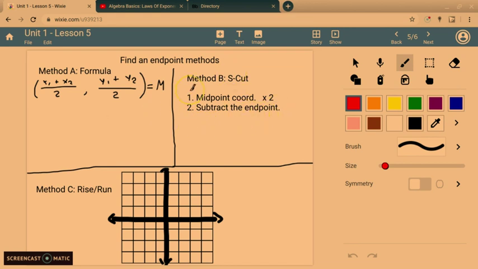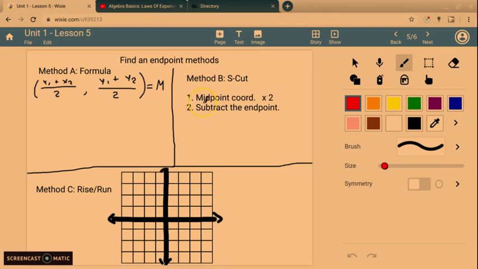And then method B is S-cut, which is really just shortcut. This is the easiest way to do it, but you just have to remember these two things. First, you multiply the midpoint coordinates by 2, and then you subtract the 2 coordinates of the endpoint that you know. And that will give you the other endpoint that you need.